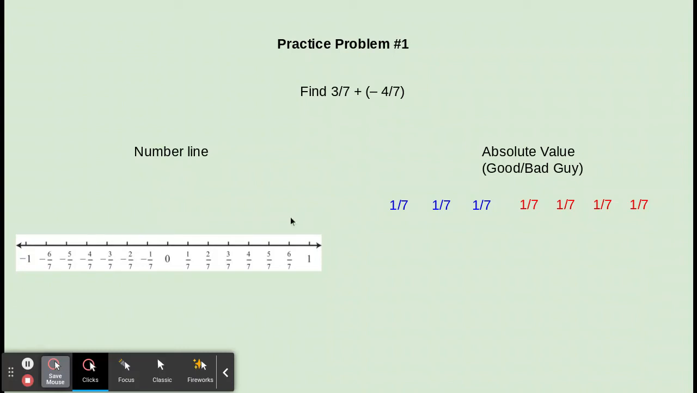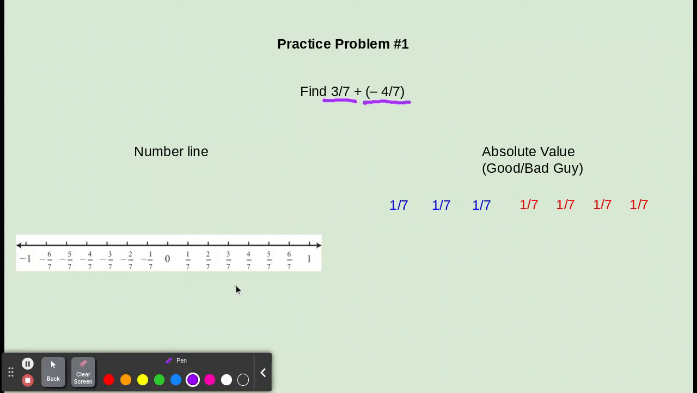For practice problem number 1, let's use the number line. Remember, we start at 0 and we move in the positive direction this amount. And where we leave off, we move in the negative direction this amount. Where we end up is going to be our answer. This is one good way to show your work.